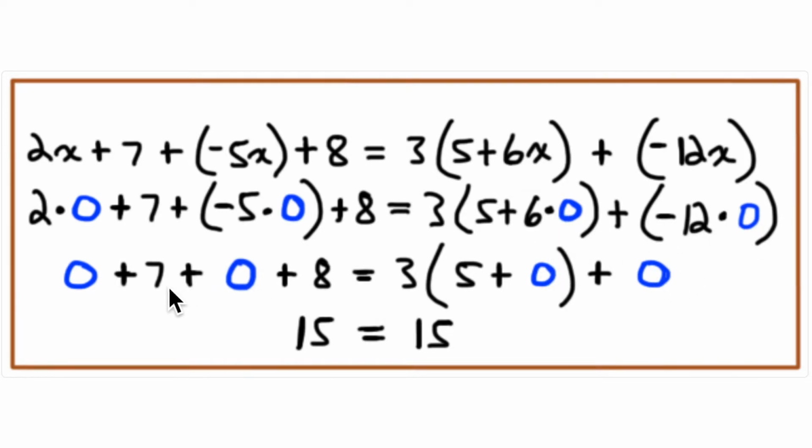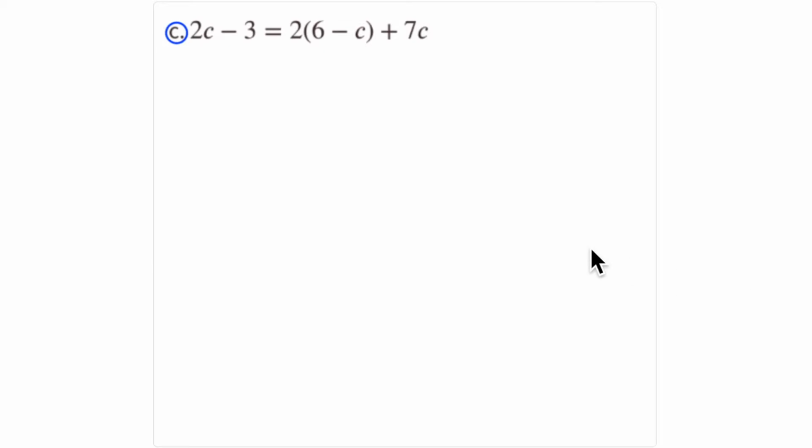So now you're just left with 8 plus 7 is 15. And 3 times this 5 here is 15. Well, 15 equals 15. So it shows that the solution to this equation is 0. X equals 0. This is problem 1c.